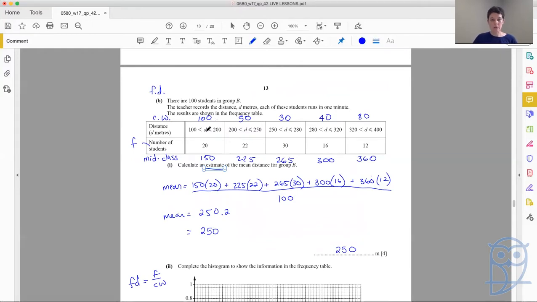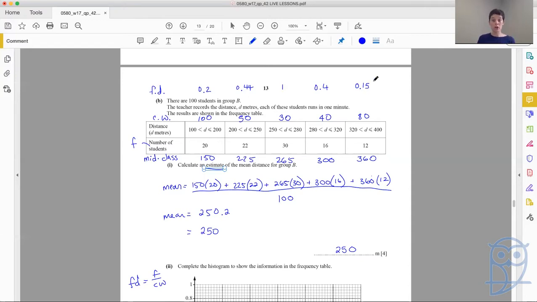So the first one would be 20 divided by 100, so 0.2. 22 divided by 50 gives us 0.44. 30 divided by 30 is a challenge, that one's a 1. 16 divided by 40 gives us 0.4. And 12 divided by 80, 0.15.